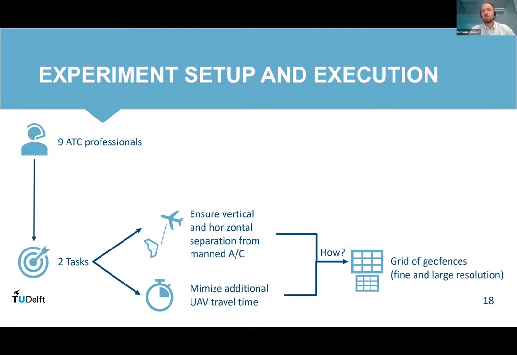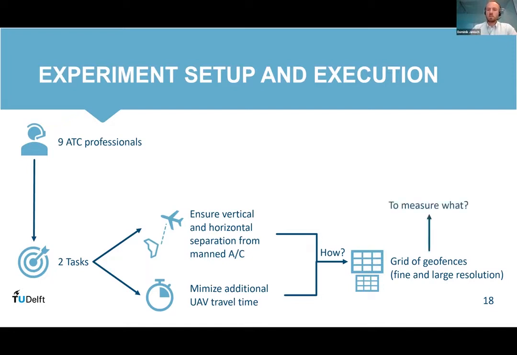We tested 2 geofence sizes, a larger 1x1 nautical mile grid resolution, because this was a bit more intuitive to the types of distances that tower controllers are used to, and a much finer 1x1 square kilometer grid, which would be more efficient towards UAV missions.